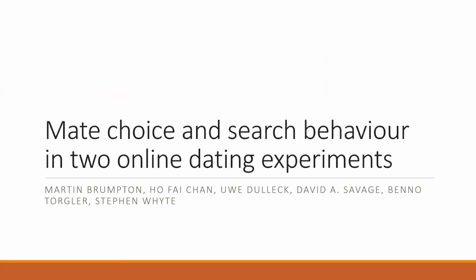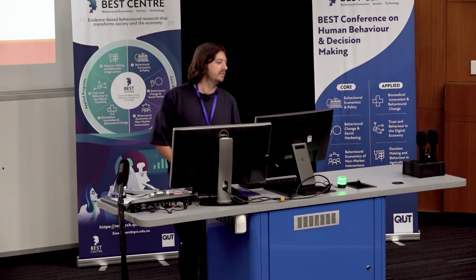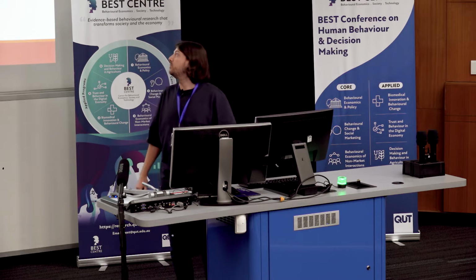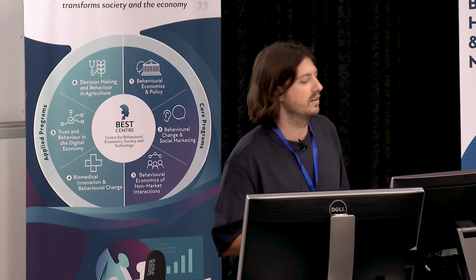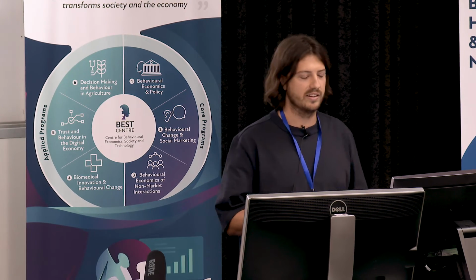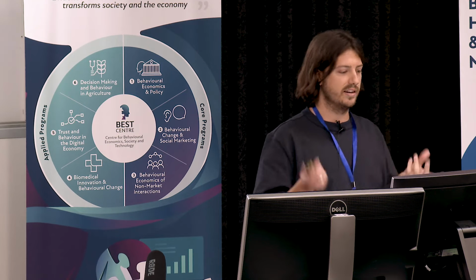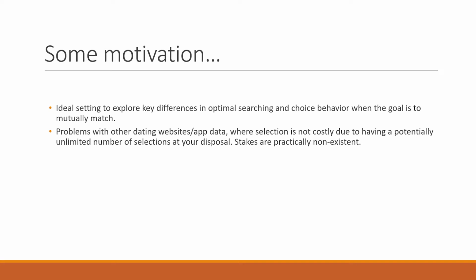Right, thanks guys. So yes, my topic here today is mate choice and search behavior in 2 online dating experiments. First, just a little bit of motivation, not to go into it too much because we are sort of tight on time. But first of all, why are we looking at search and mate preferences in this kind of experimental design? Well, it's an ideal setting to explore these key differences in optimal searching and choice behavior when the goal is to mutually match.